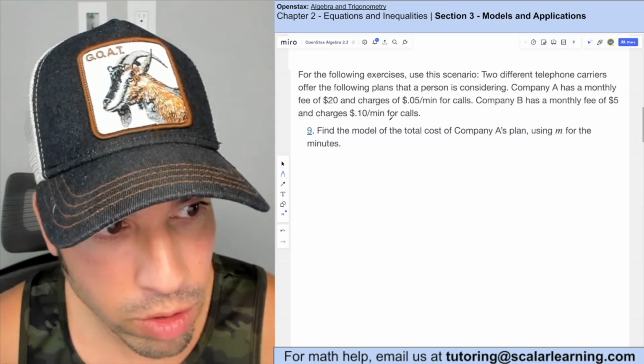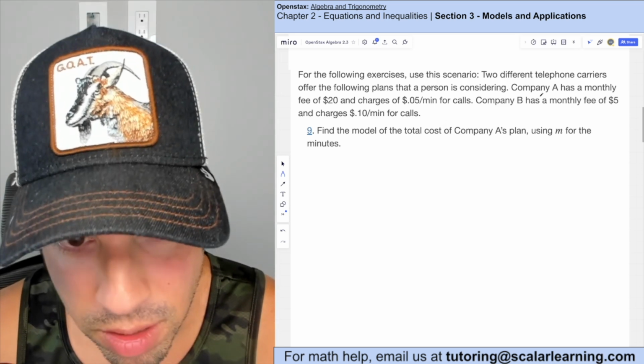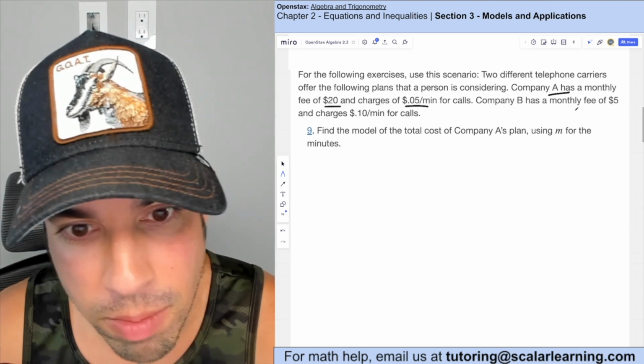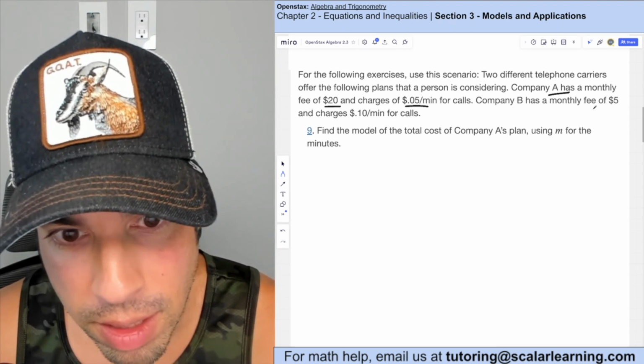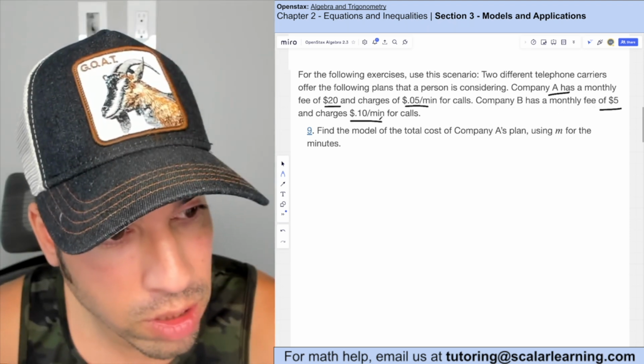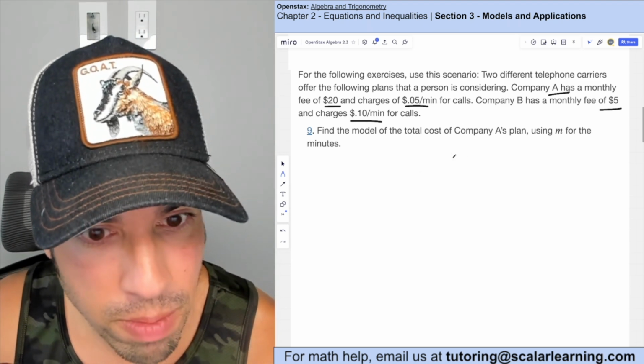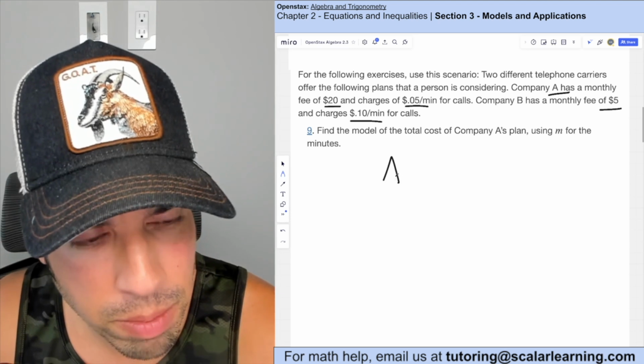For the following exercises, use this scenario. Two different telephone carriers offer the following plans that a person is considering. Company A has a monthly fee of $20 and charges 5 cents per minute. Company B has a fee of $5 and charges 10 cents per minute. Okay. And it says find the model of the total cost of Company A's plan.